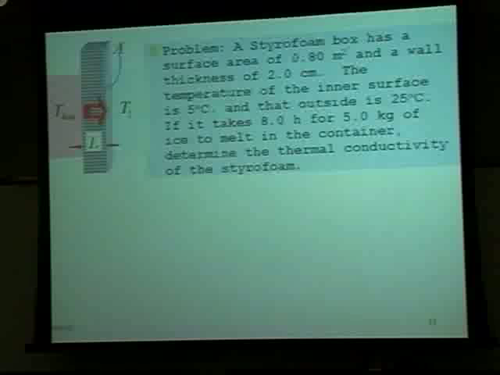Try another one. A styrofoam box has a surface area of 0.8 square meters and a wall thickness of 2 centimeters. The temperature of the inner surface is 5 degrees, and that of the outside is 25 degrees Celsius. And it takes 8 hours for 5 kilograms of ice to melt in the container. Determine the thermal conductivity of styrofoam.